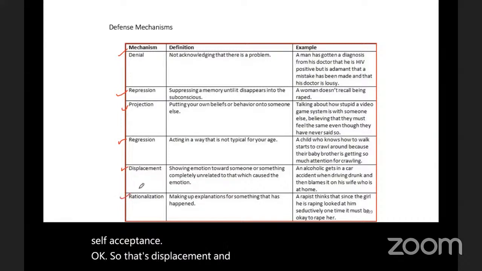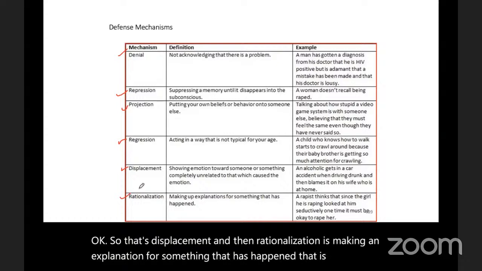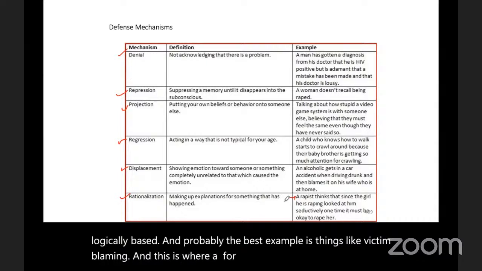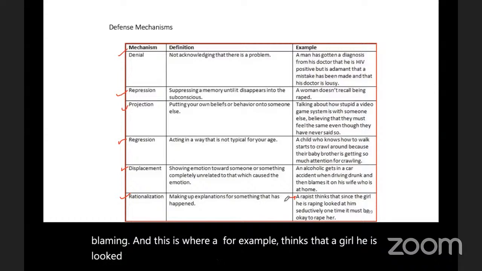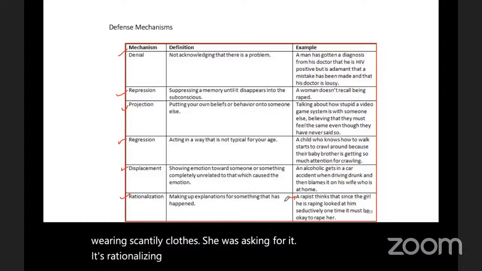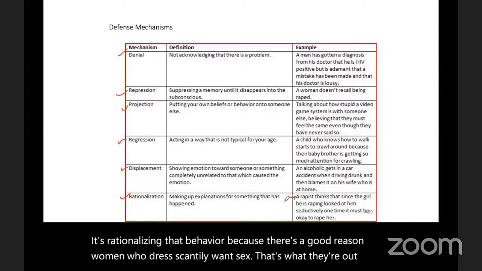And then rationalization is making an explanation for something that has happened that is more logically based. And probably the best example is things like victim blaming. This is where a rapist, for example, thinks that a girl he is raping looked at him seductively one time, so it must be okay. Or if she was wearing scanty clothes, she was asking for it. It's rationalizing that behavior because there's a good reason. Women who dress scantily want sex. That's what they're out there for, as an example.